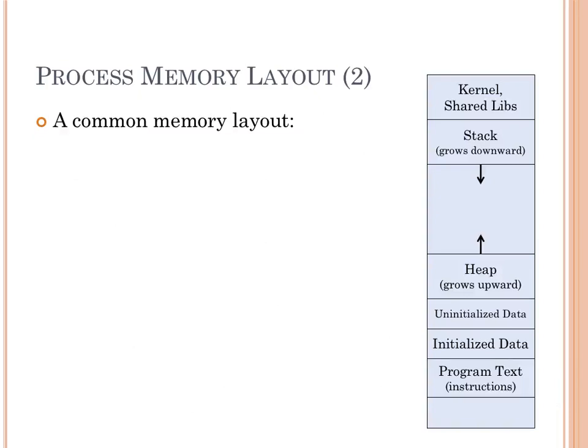So here's a typical layout. Okay? Not to scale. And again, as usual, the high address is at the top, low address is at the bottom. But we have instructions, and then we have read-only initialized data, and then we have read-write initialized data, and then we have uninitialized data. So this is all your global variables. Hopefully those are tiny, right?